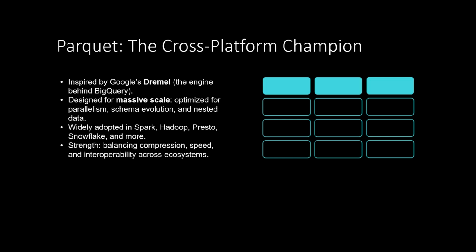In industry, if you see, there are few formats which are very prevalent. One of them is Parquet. What is the biggest strength of Parquet file format? It is its compression ratio, the speed and interoperability across ecosystems. That is where Parquet shines.